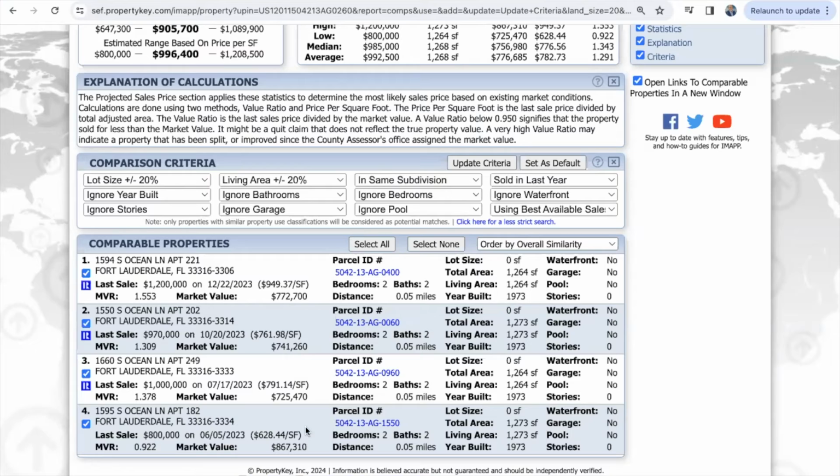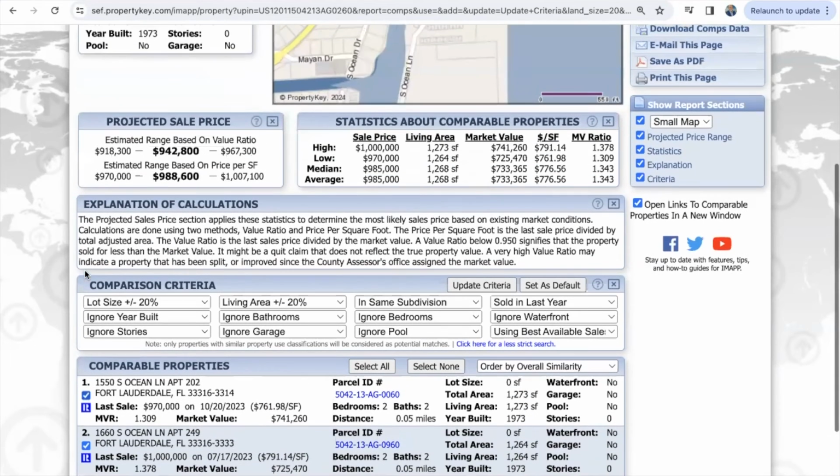You know, process of elimination. We have 628 a square foot. If I remove that one, and I remove the higher one at 949 a square foot, we're in between 970 and $1,007,000. All right, so we have a very small, very tight range with an average price of 988.